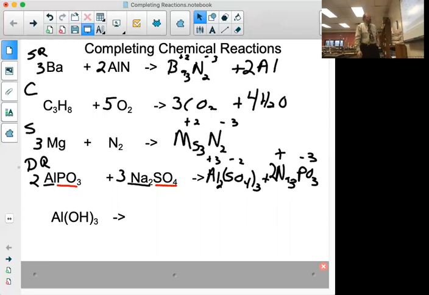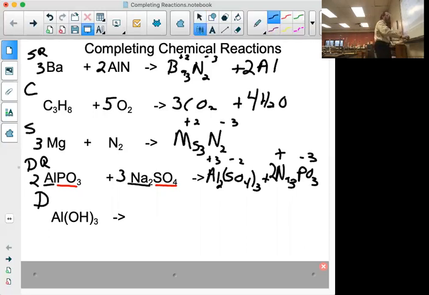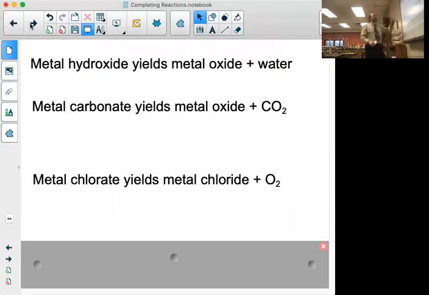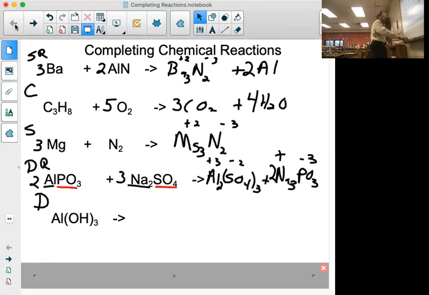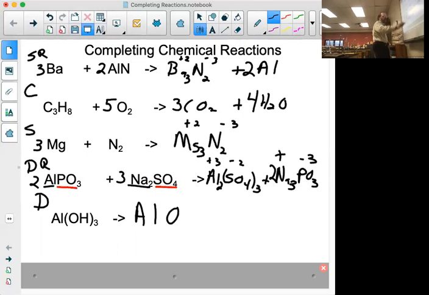All right. Wait a minute. That's decomposition because only 1 compound. All right, so we have to remember real quick those 3 special cases we talked about: metallic hydroxides form metallic oxide plus water, metallic carbonates produce metallic oxide plus carbon dioxide, metallic chlorates produce metallic chloride plus oxygen. This is a hydroxide. So we said it forms the metal oxide, and check our oxidation numbers: +3, -2 doesn't equal 0. Swap them down. And then water is the other product.